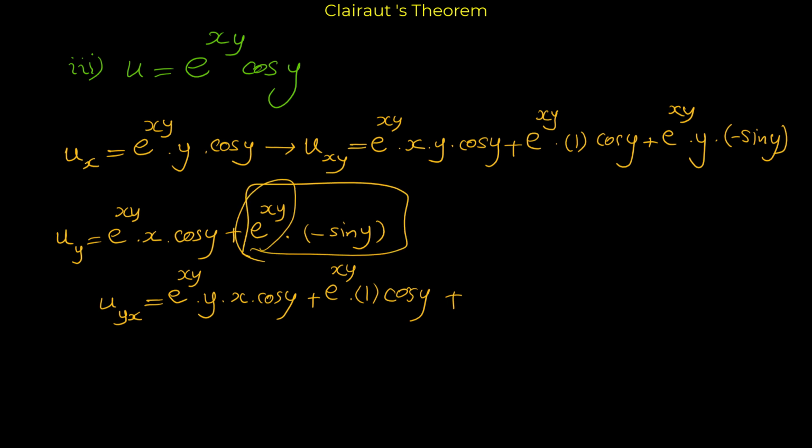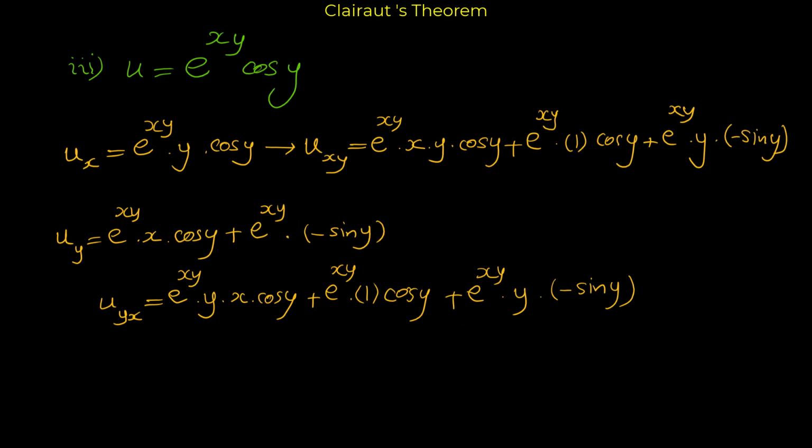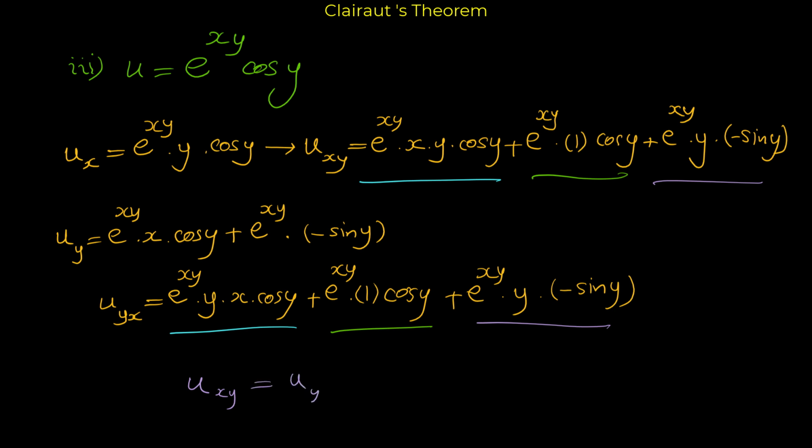The derivative of e to the xy with respect to x is e to the xy times y, times the negative sine y. The derivative of this with respect to x is this, and this is only a constant, and we keep it here. Now compare these two answers. Attention, this term is equal to this term. I know the order of x and y is changed, but x times y is the same as y times x. This term here is exactly the same as this term. And finally, this term is equal to this. So this confirms that uxy is equal to uyx.